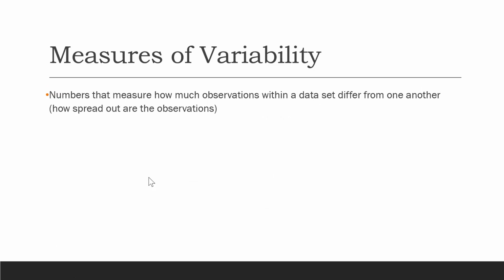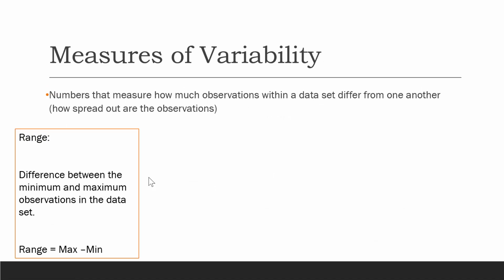So those are our measures of central tendency. The weighted mean is sort of some extra stuff, but definitely the mode, the median, and the mean are measures of central tendency. Now let's switch gears and go to measures of variability. All right. These are numbers that measure how much observations within a data set differ from one another. So not only do we need the measure of the central or typical value, but how spread out are the values in that data set, right?